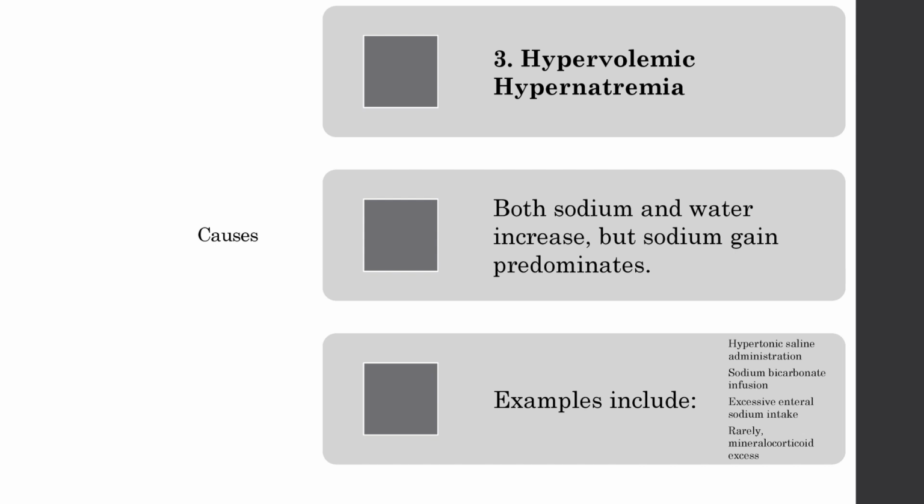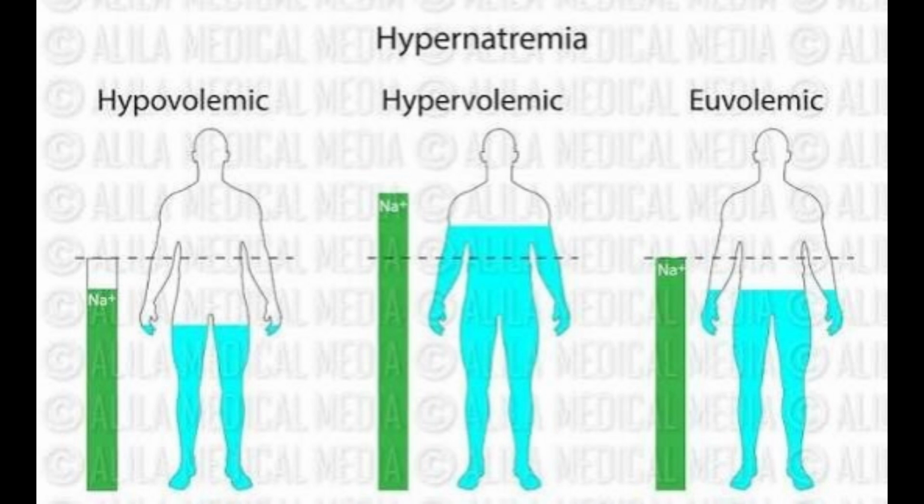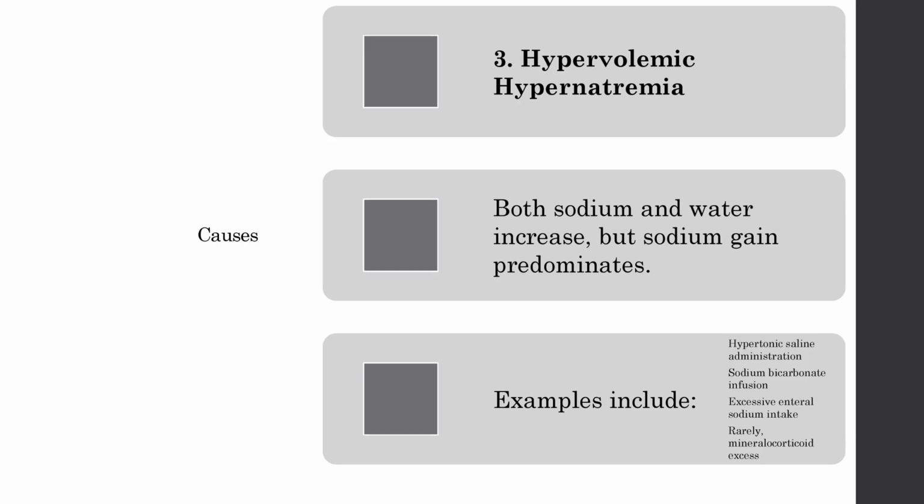3. Hypervolemic hypernatremia. Both sodium and water increase, but sodium gain predominates. Examples include hypertonic saline administration, sodium bicarbonate infusion, excessive enteral sodium intake, and rarely, mineralocorticoid excess.